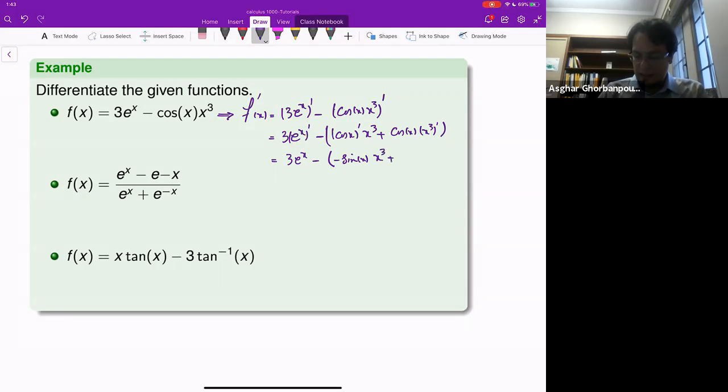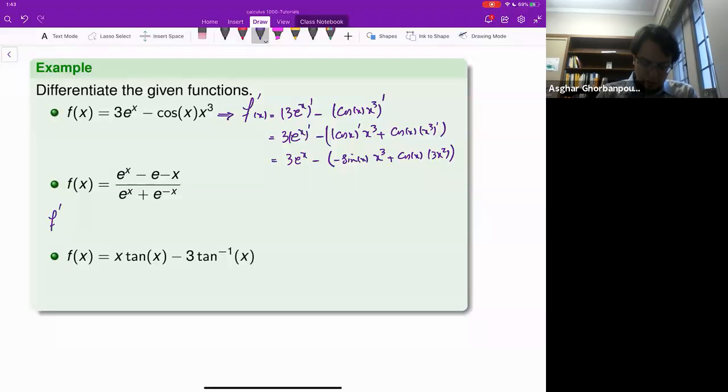And here, this is cosine x. The derivative of x to the power 3 is 3x squared. You can simplify, multiply signs inside and outside, and everything will work nicely there. And that's the derivative. For the second one, I have a quotient.